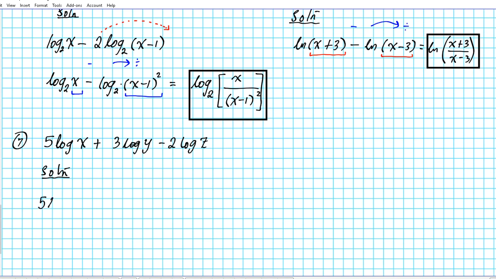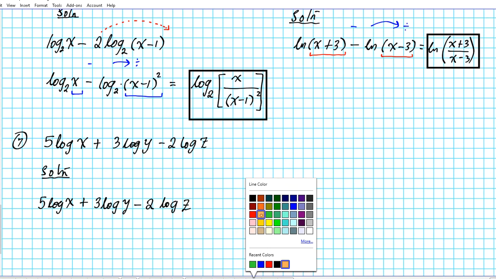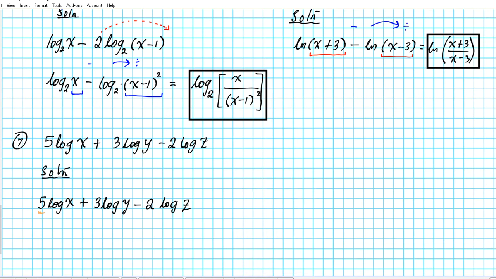Now, first thing we want to do is make them uniform. Okay, we want to make them uniform, basically logs with no coefficients. So we have to address the coefficients first. What am I talking about? Well, this 5 and this 3 and this 2 are the coefficients of the 3 logs. That needs to go in order for us to apply the product and quotient properties of log. Okay, so how do we accomplish that?